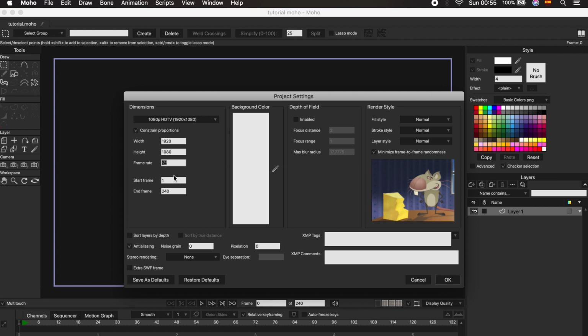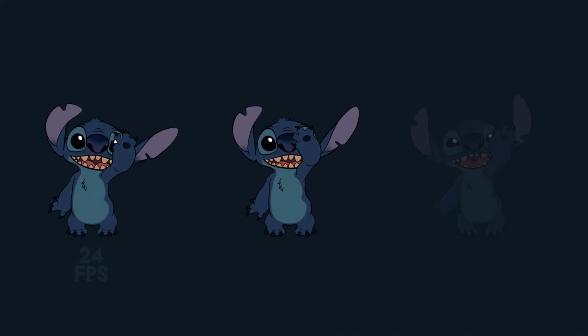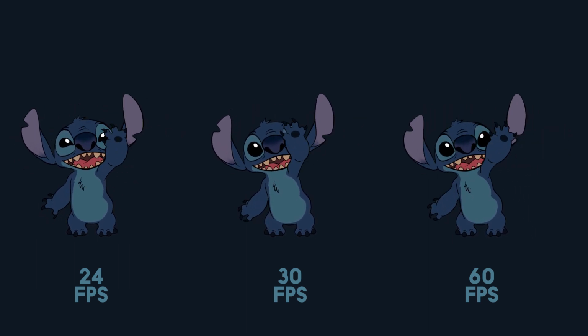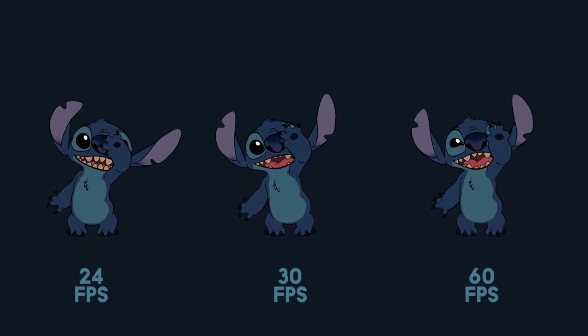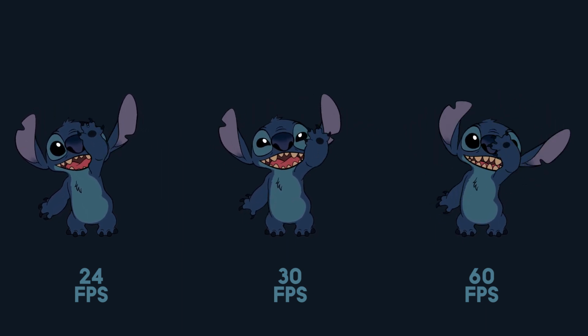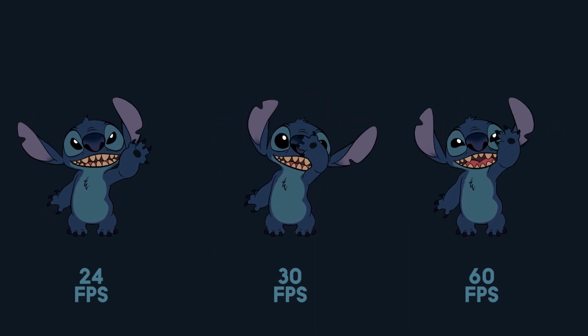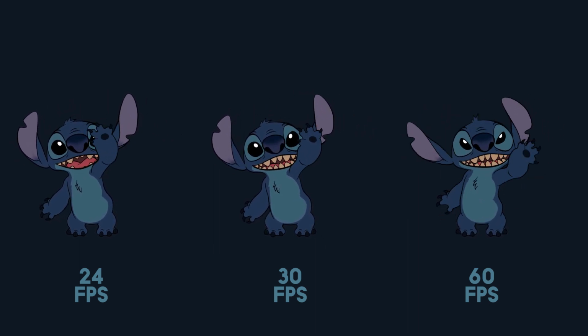Frame rate is the frequency at which consecutive images or frames are captured or displayed. It's usually expressed as frames per second or FPS. So if a video is captured and played back at 24 FPS, that means each second of video will show 24 distinct still images. The speed at which they're shown tricks your brain into perceiving smooth motion.